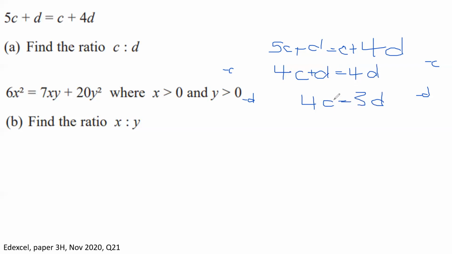So what this means is that every time you've got 4 lots of C, you've got 3 lots of D. For example, if we substitute in C equals 1, what we would end up with is 4 equals 3D. And if we substitute in D equals 1, then we'd end up with 3 to 4. So therefore, we know that the ratio for this is 4 to 3.